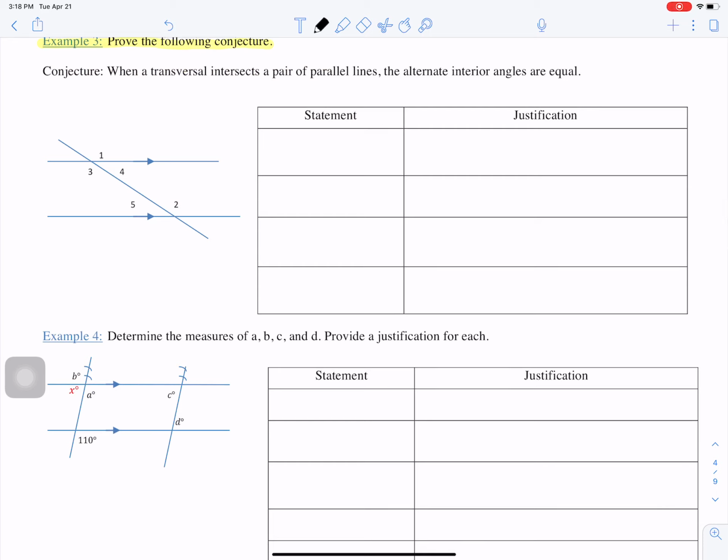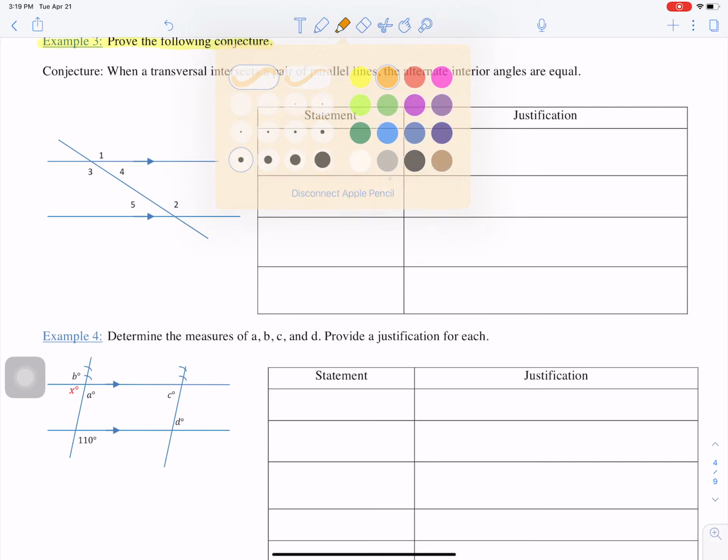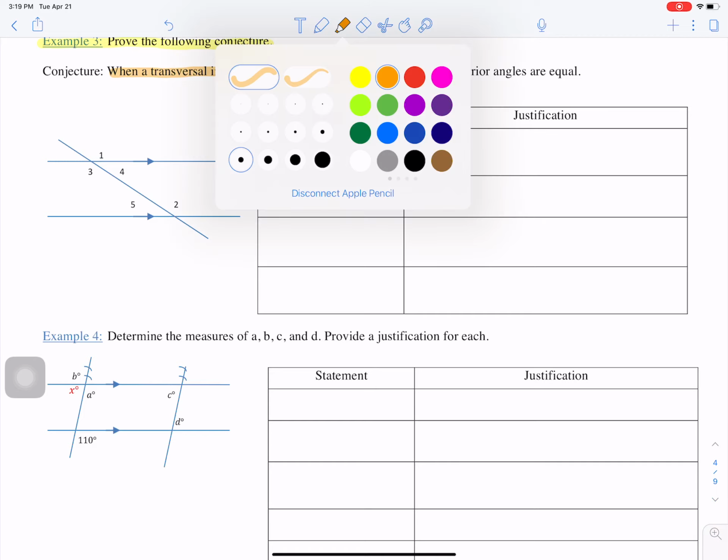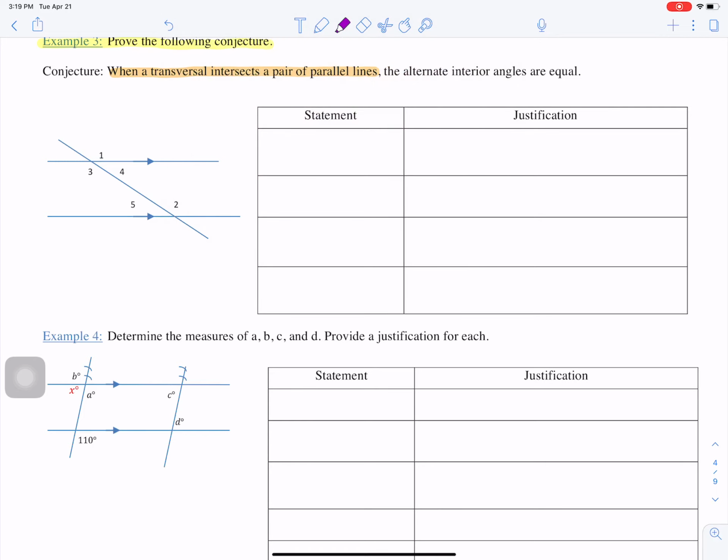So what I want to do is, I know that the conjecture they made is that when a transversal intersects a pair of parallel lines, the alternate interior angles will be equal. So I'm going to take one color to highlight the condition of my sentence, which is the transversal intersecting a pair of parallel lines. That's important. And then the conclusion to that statement is that the interior angles are equal. So that's what I need to show.